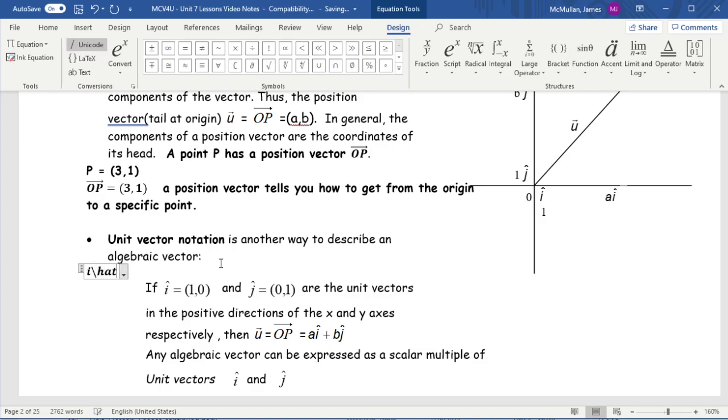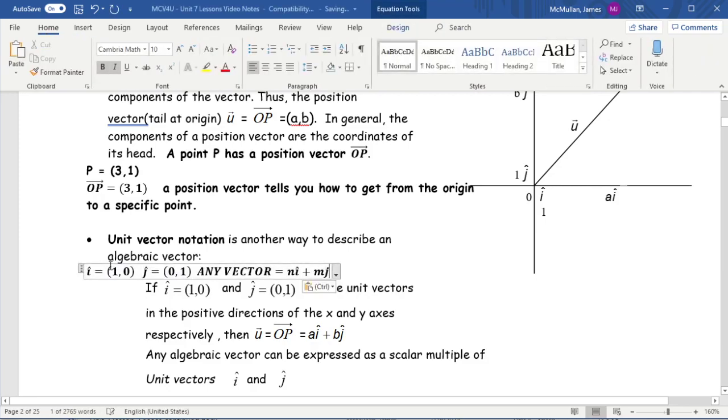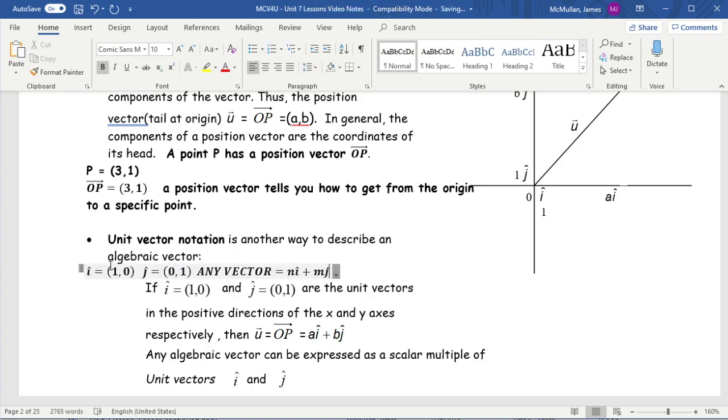So again, just to clarify, it's i hat, in brackets, equals 1, 0, and j hat in brackets is 0, 1. And any vector is equal to some combination of i plus some combination of j, because for the same reason that it can be described as a point on the plane, it can be described as the sum of i and j. There isn't too much to remember about that. Just remember i is a unit vector in the direction of x, j is a unit vector in the direction of y.